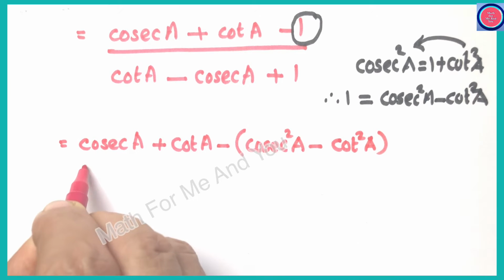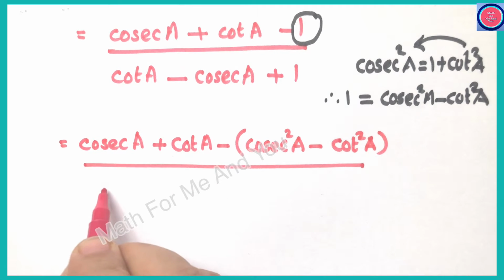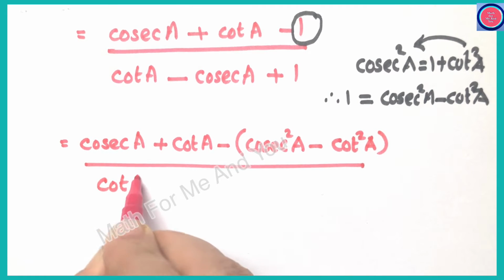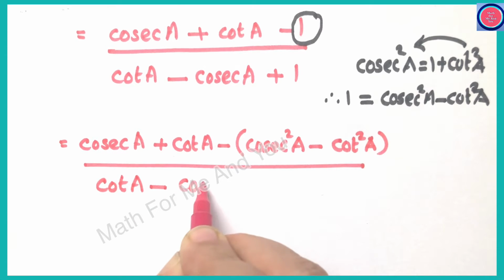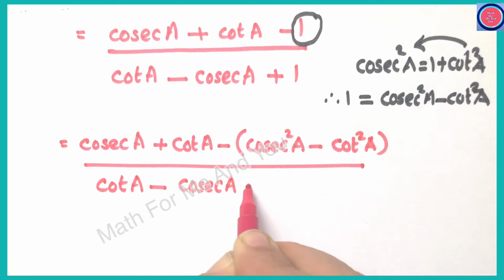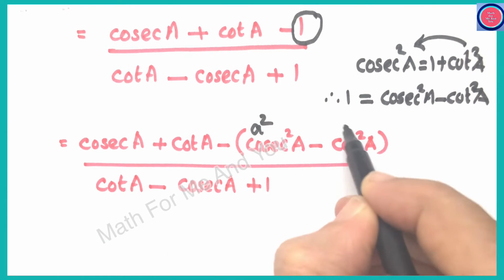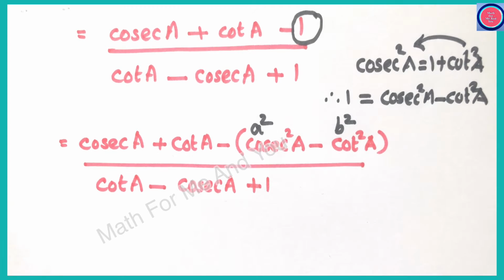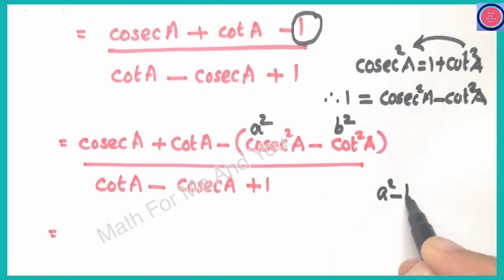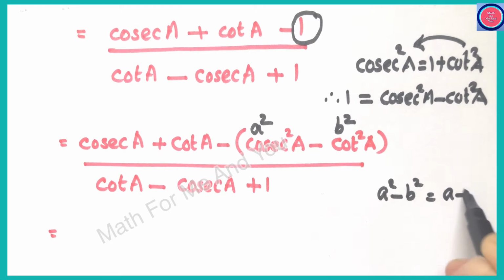There is no change in the denominator. Only we change 1 in the numerator side. Denominator becomes cot A minus cosec A plus 1. Look at the bracket in the numerator, cosec square A minus cot square A. This is of the form A square minus B square. What is A square minus B square? A square minus B square is equal to A plus B times A minus B.